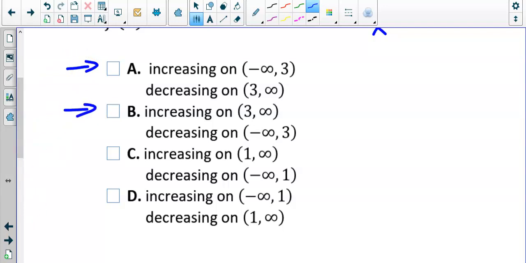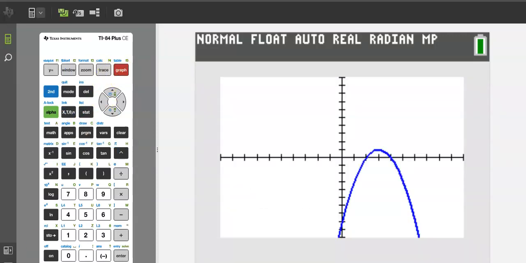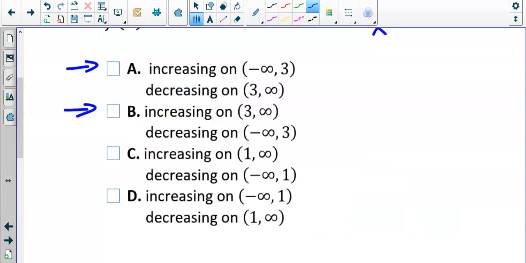Now we just go back to the graph, and all we got to do is figure out what's happening. So as I come over here from negative infinity to the 3, what's my graph doing? Increasing. So from negative infinity to 3, it should say increasing. What's happening from 3 as I move towards positive infinity? It's decreasing. So I need an answer that says from negative infinity to 3, I'm increasing, and from 3 to infinity, I'm decreasing. Hey, and there it is.